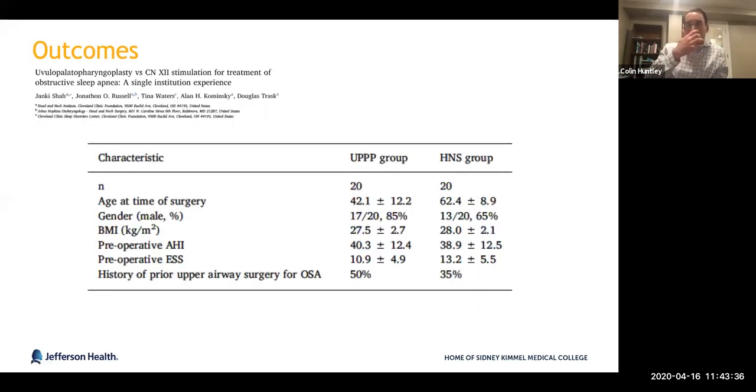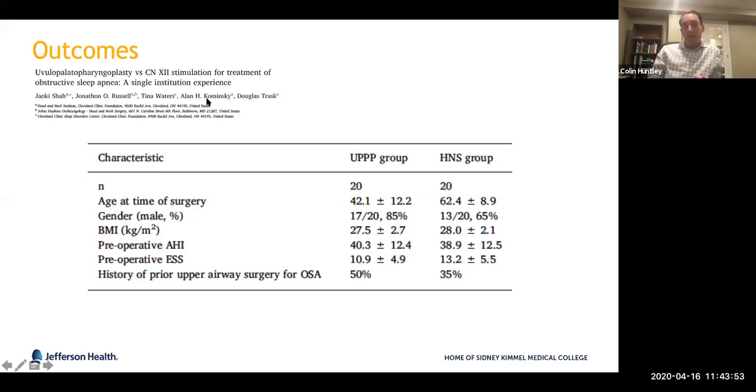There have been papers comparing upper airway stimulation to more traditional sleep surgery with UPPP and TORS-based tongue reduction. And this is one of those papers. This is out of Cleveland Clinic. Alan Kominsky is there and does the majority of these cases.